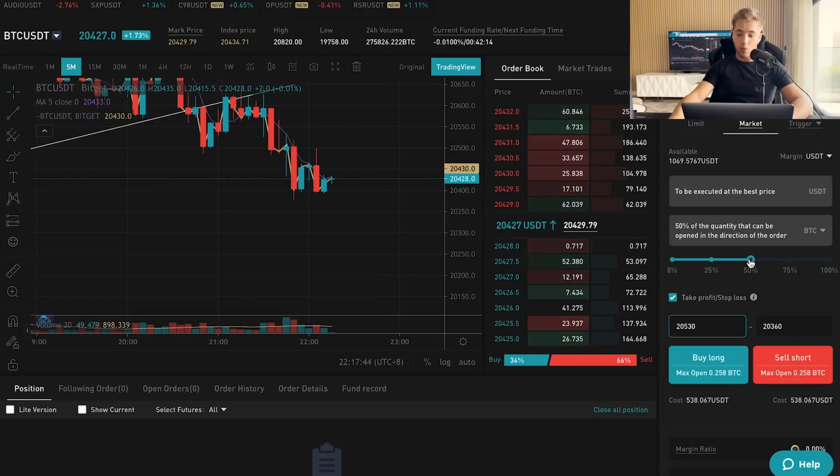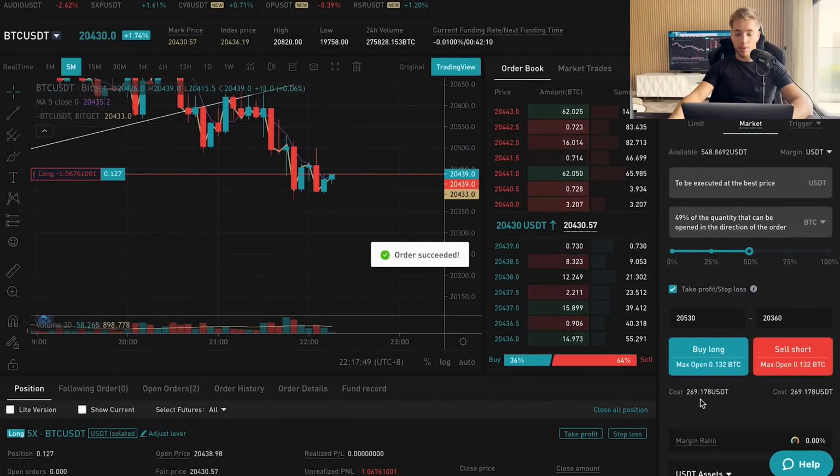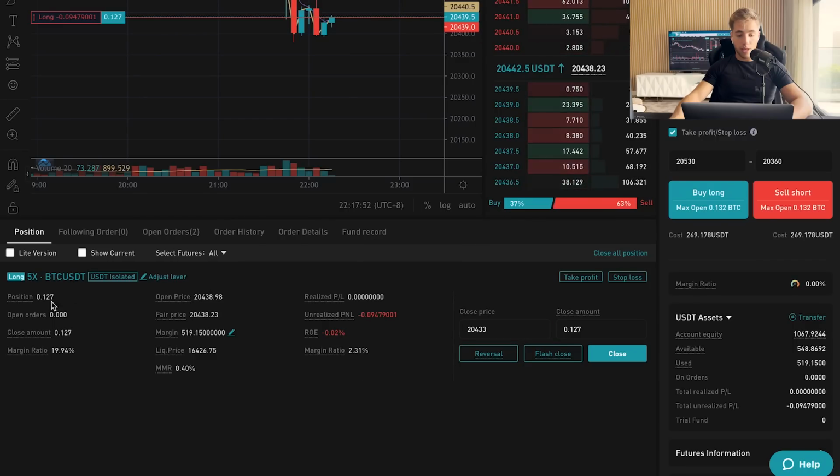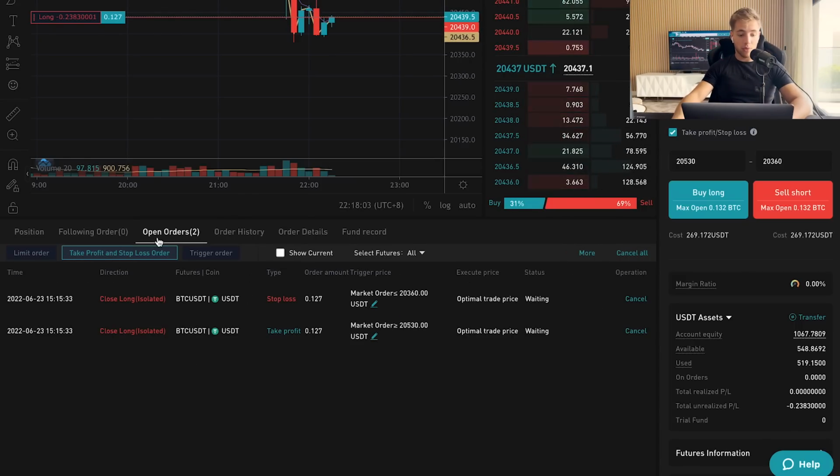20,530, boom, we can do 50%, 5x leverage, and let's say we're opening this position, right? If you do this right now, you can see the opened position. Here you can see unrealized P&L, profit and loss, and if you want to edit your leverage, you have to click on open orders, take profit and stop loss order, and you can see you have stop loss in here and take profit here, and you can edit this.